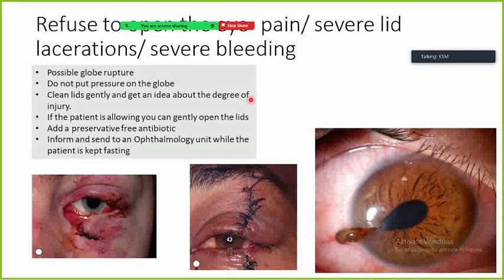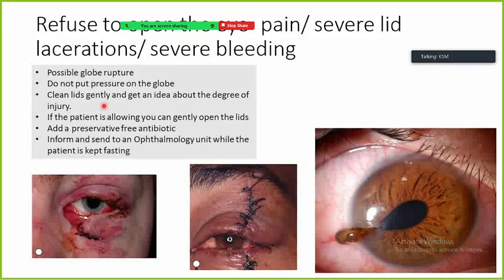Refusing to open the eye, severe lid laceration, severe bleeding. So it might be associated with globe injury, might be associated with bone injury. So globe rupture is when the globe is damaged, and you should not make the injury worse. So do not put pressure on the globe, or do not try to pry open the lids, and clean the lids gently, and try to have an idea of the injury.